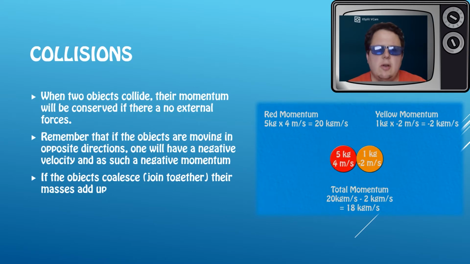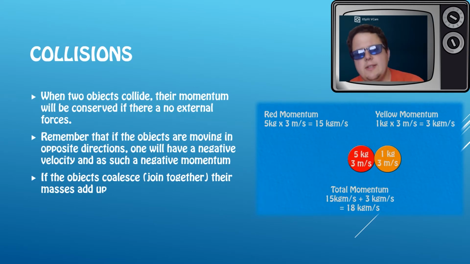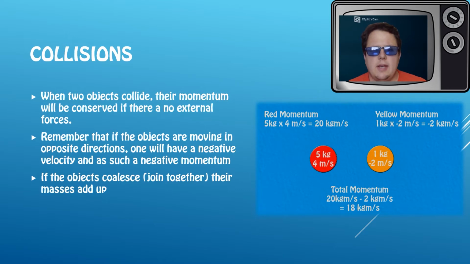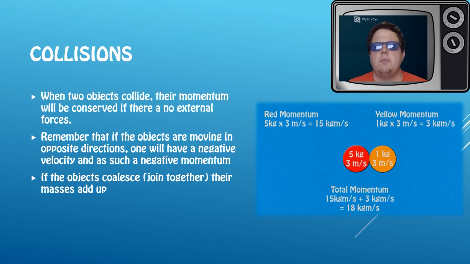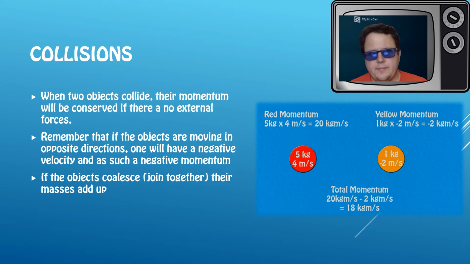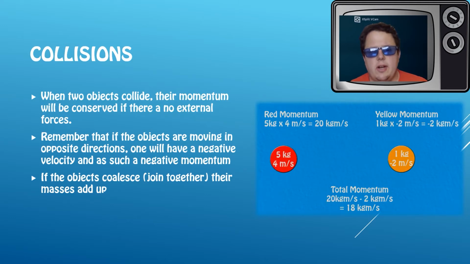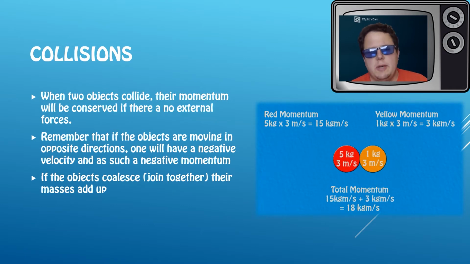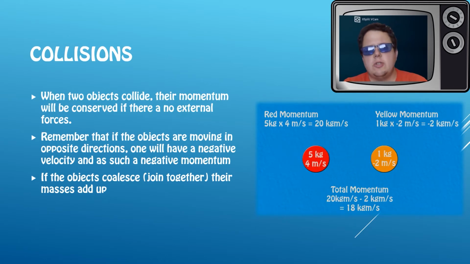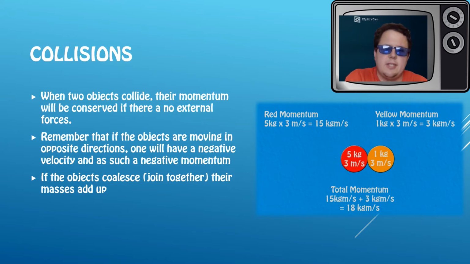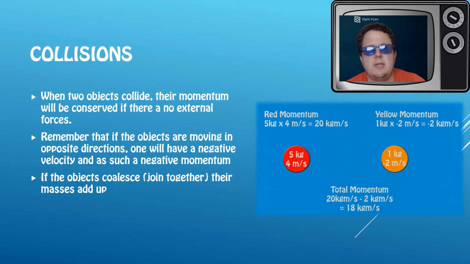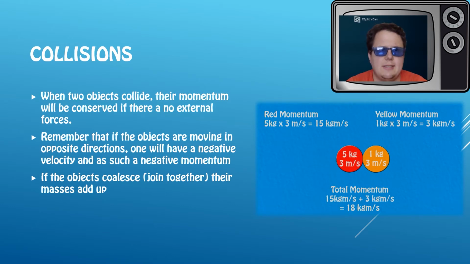Let's have a look at collisions then. In a collision, as long as there are no external forces, the total momentum will be conserved. The key thing is that if they're going in opposite directions, which generally in a collision they will be, one will have positive momentum and one will have negative momentum, and it's important that you use those signs. You might also see the word coalesce. All that means is they join together, and obviously if the objects join together, then you add their masses together.